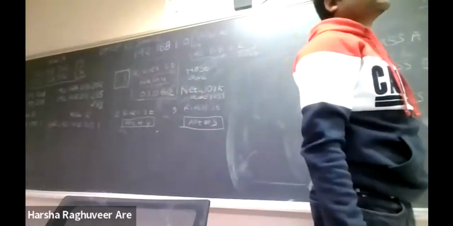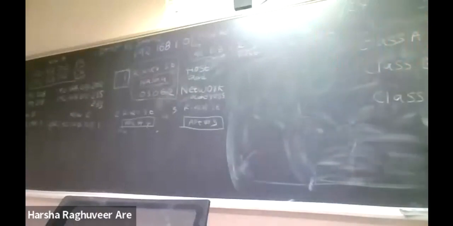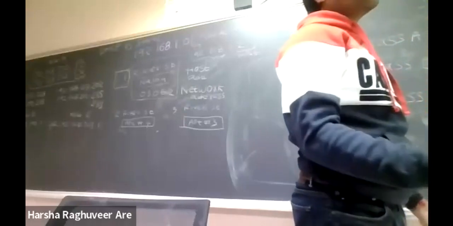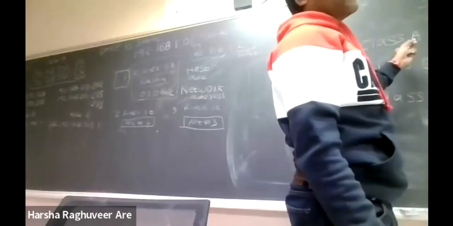But how many hosts? 8 plus 8 plus 8 is 24. So that translates to how many hosts? 2 power 24 is roughly 1.6 million, or close to 2 million. So about 2 million hosts in the entire class A.